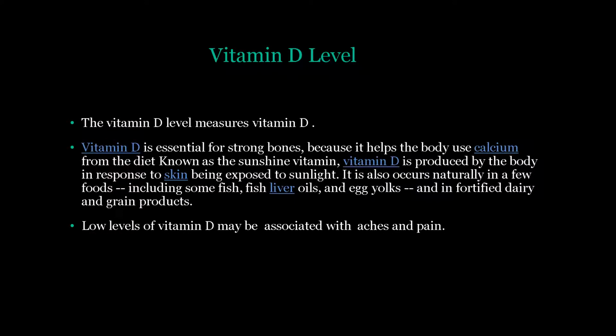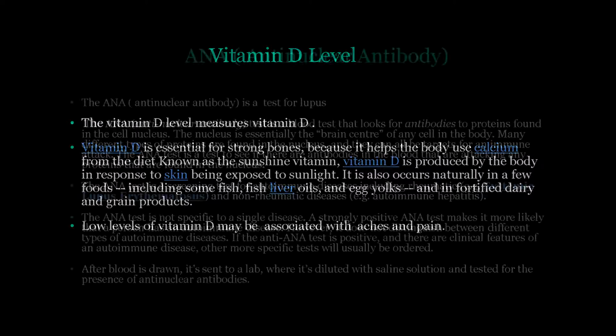Vitamin D level. The vitamin D level measures vitamin D. Vitamin D is essential for strong bones because it helps the body use calcium from the diet. Known as the sunshine vitamin, it is produced by the body in response to skin being exposed to sunlight. It also occurs naturally in a few foods, including fish liver oils and egg yolks, and in fortified dairy and grain products. Low levels have been associated with aches and pain.